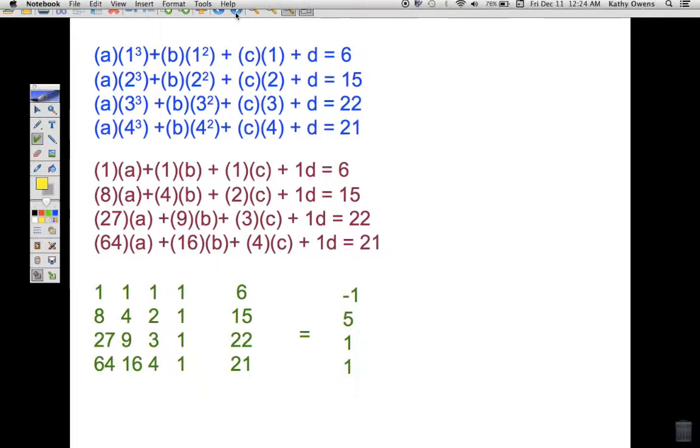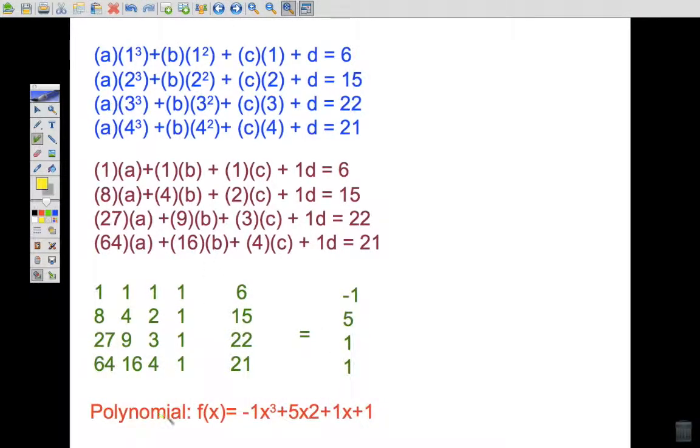Make sure you put them back into the format to see that your final answer is the function negative 1x cubed plus 5x squared plus 1x plus 1.